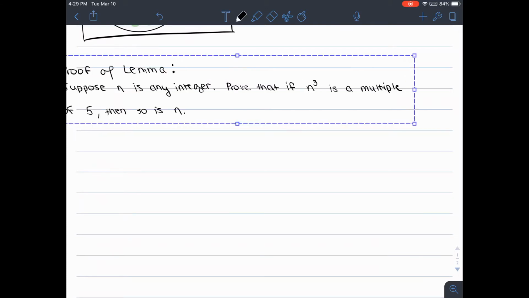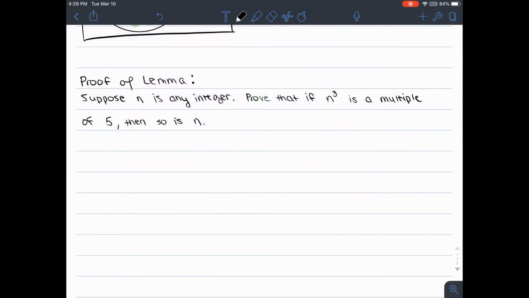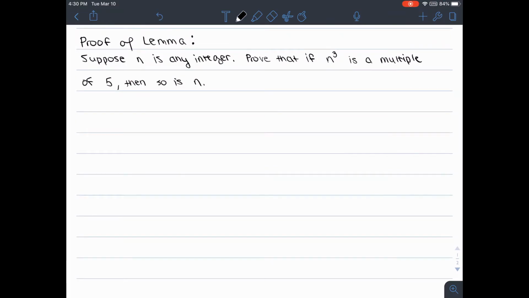So let's prove the lemma that we've shown in class. Supposing n is any integer, we want to prove that if n cubed is a multiple of 5, then so is n itself. Well, for a proof by contraposition, we first want to write down the original statement, which would be, for all n element of integers, if 5 divides n cubed, this means that n cubed is a multiple of 5, then 5 also divides n.